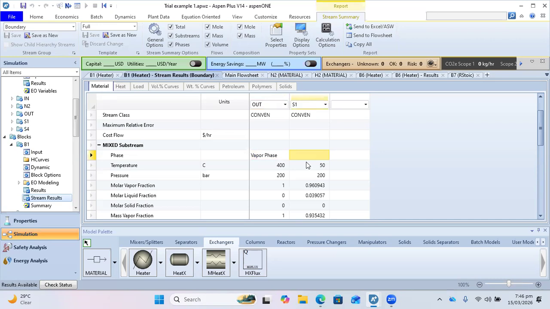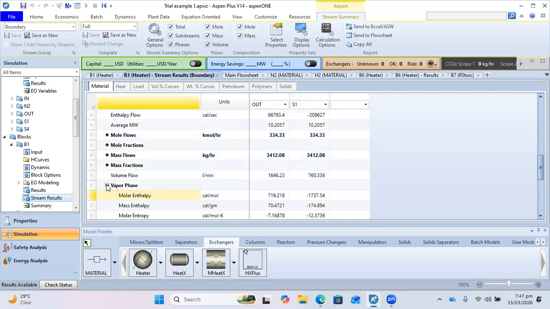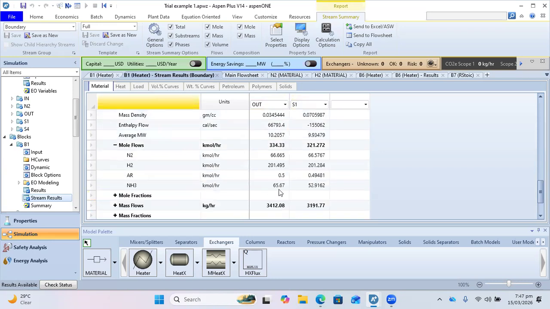So how can we tell how much is vapor, how much is liquid? When you scroll down, you would see vapor phase and liquid phase over here. If you click on the cross symbol, you can now get access to the information for the vapor phase. So you can check the mole flow, realize that we had 65.67 kilomole per hour of ammonia coming in as vapor, and 52.91 kilomole per hour of ammonia is still vapor. So it means the balance would be the liquid, right? For the nitrogen, hydrogen and argon, almost everything is still vapor. It's just a very, very small amount that became liquid. But for the ammonia, we see about maybe almost 7 kilomole per hour became liquid.